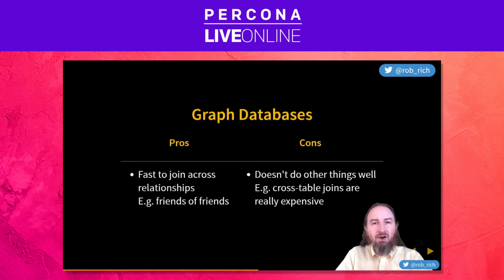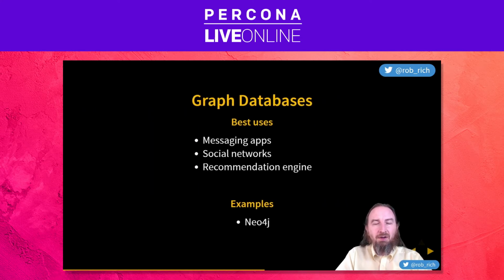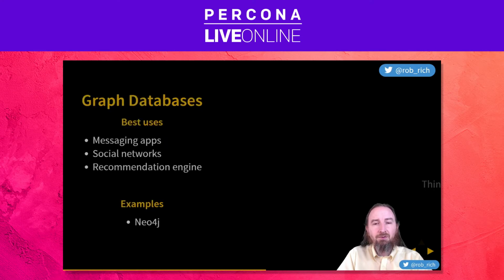On the upside, graph databases are really tuned for being able to do this fast join across these relationships. On the downside, it's tuned for that and not much else. So we may lose out on join performance when working with other tables. Here's some example graph databases. They're great when I want to keep track of relationships, messaging apps, social networks, maybe recommendation engines, when I want to keep track of those relationships between things and hang data off of those relationships.